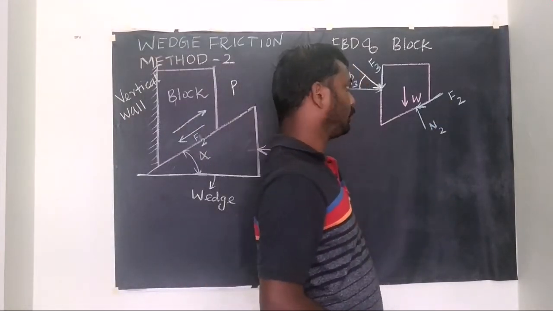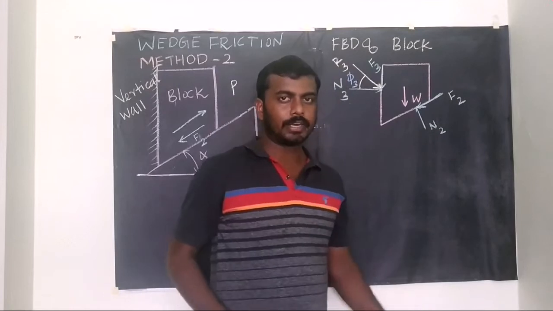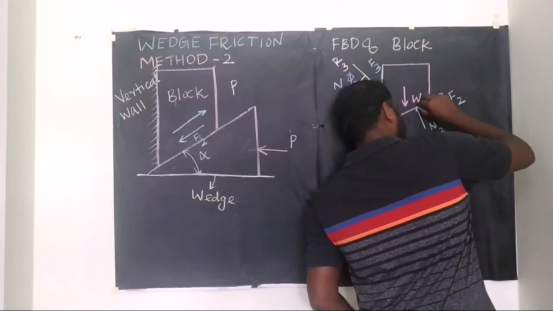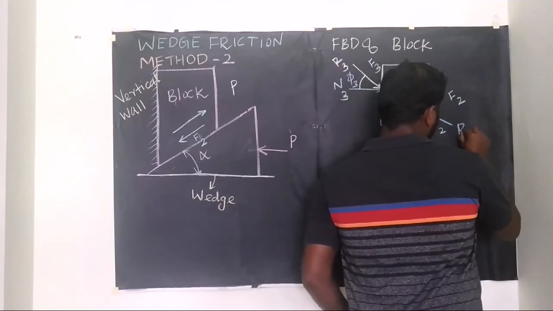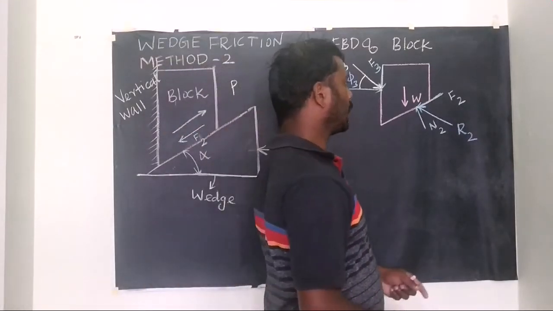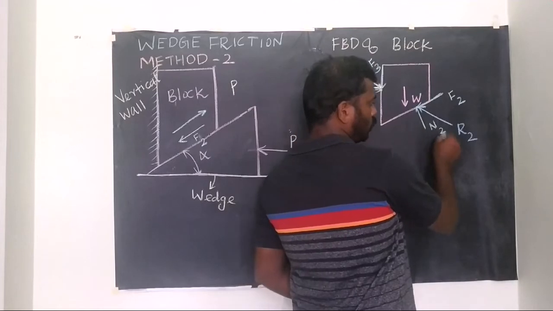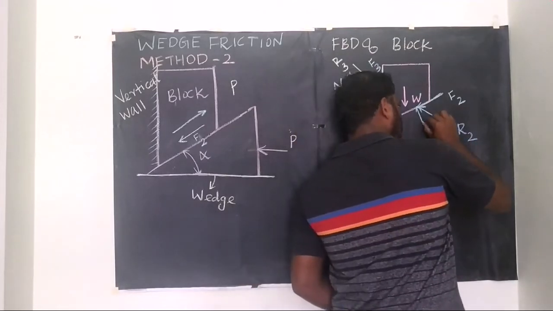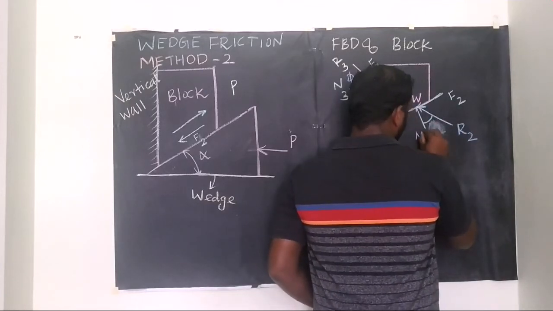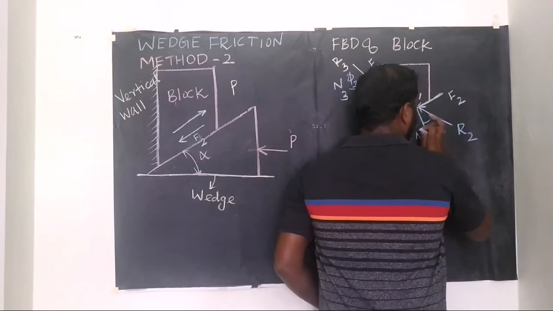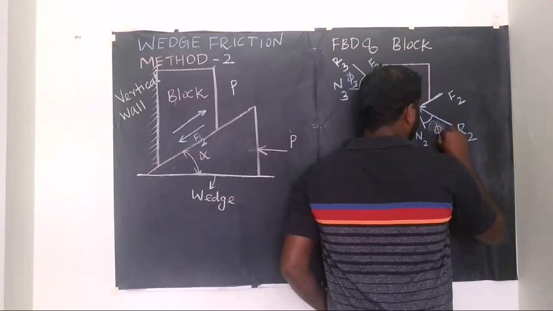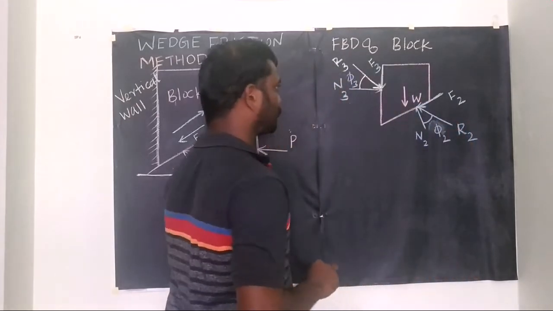Then come to here. Here we have two reactive forces. These two reactive forces are replaced by one single force, called the resultant force, mentioned by letter R2. Then define angle of friction, that is the angle between normal force and the resultant force. This is the normal force N2. Then this angle is pi 2.